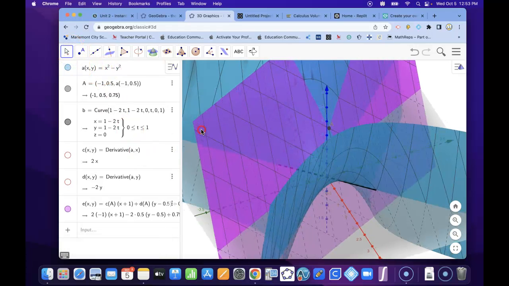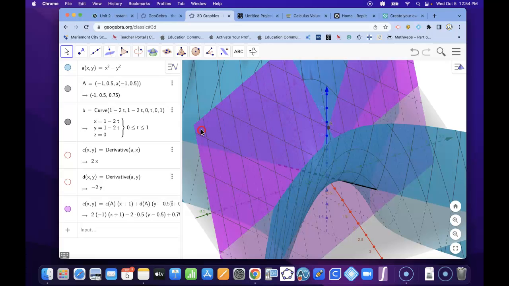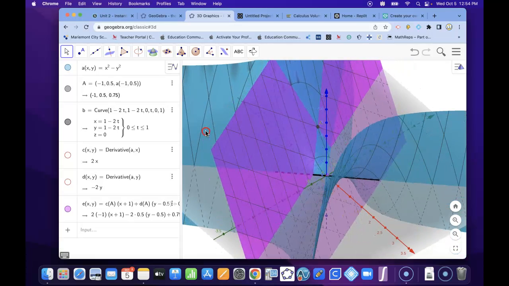It's a little bit easier to do in GeoGebra than it would be in CalcPlot 3D. But pick one, man. You need to try to make all this stuff in one or the other.